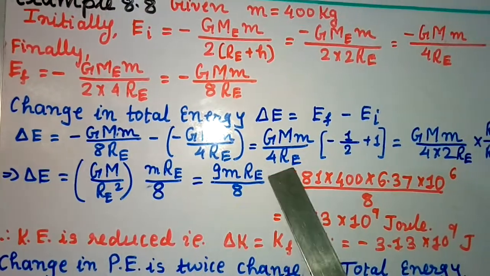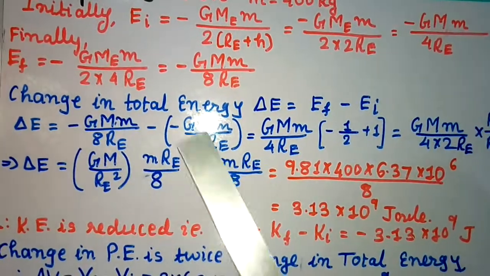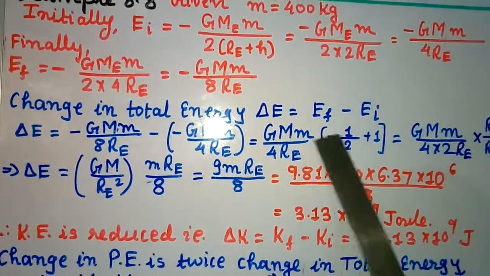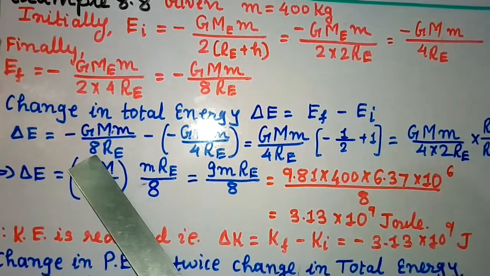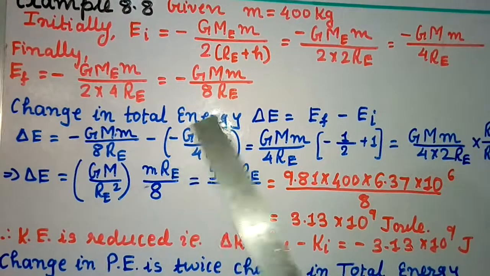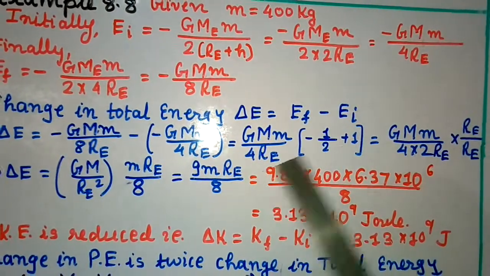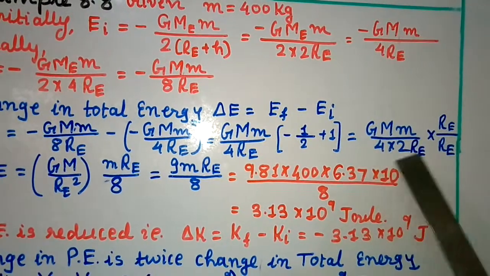Here Re also I can take common. Here 4 is there, 8 is there, so you can take 4 common from both of these. What remains here is minus, here the numerator is 1 and 4 is taken, so here remains 2, minus and minus plus, and everything is taken, so you get 1 equal to GMe divided by 4Re as it is, GMe divided by 4Re as it is.